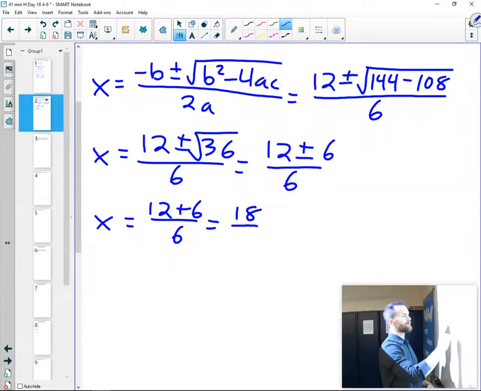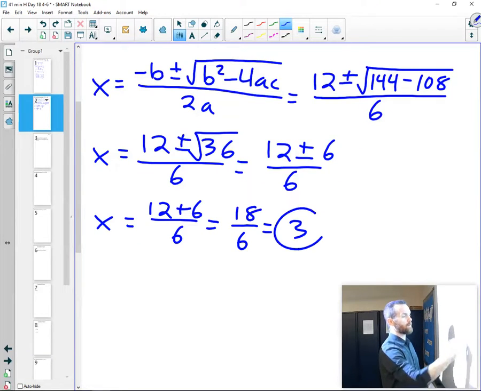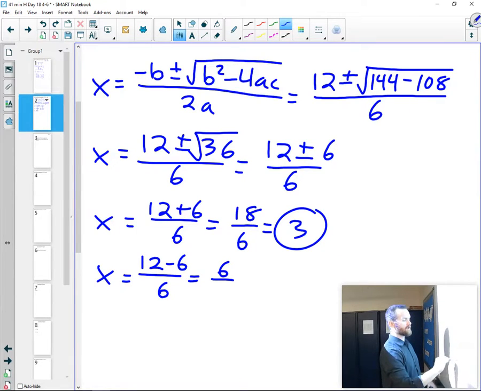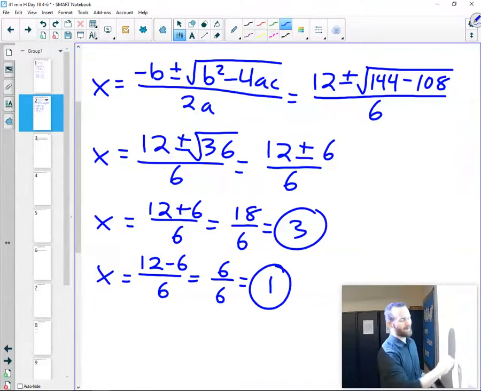That's 18 over 6. That's 3. So that's one answer. And if we subtract, we get 12 minus 6 over 6. That's 6 over 6, and we get 1. We get the same exact two answers that we did solving by factoring.